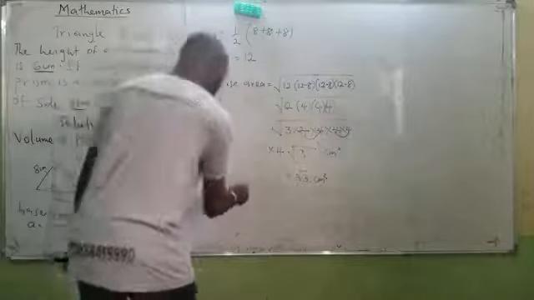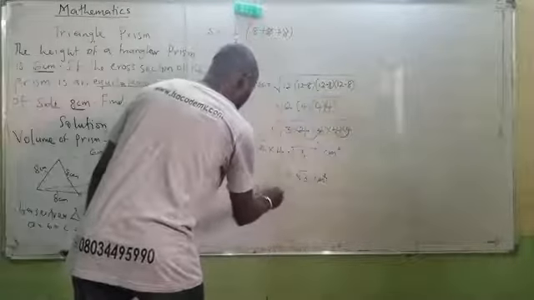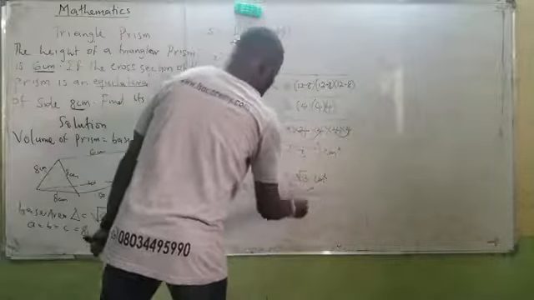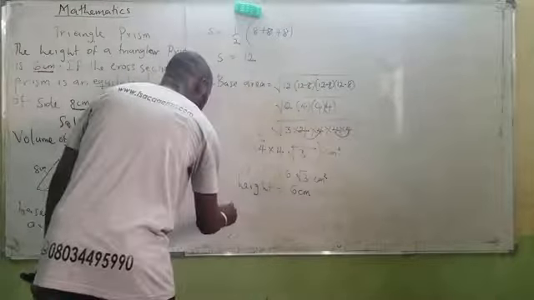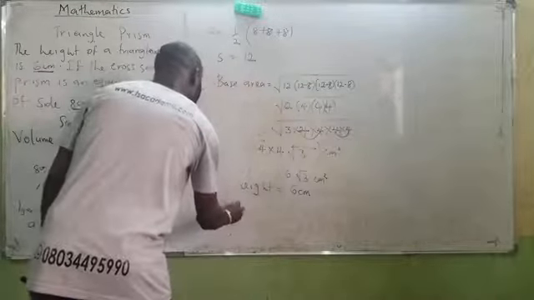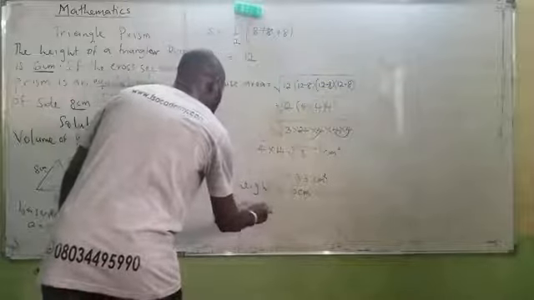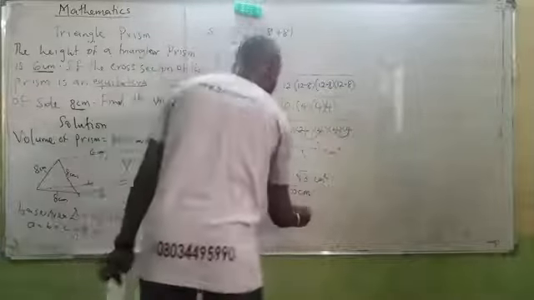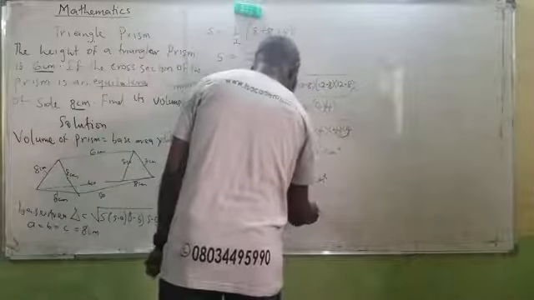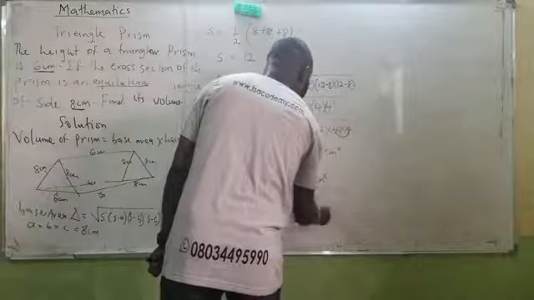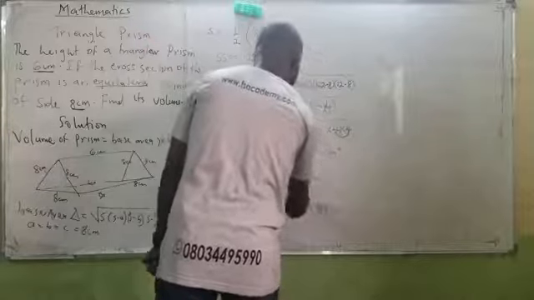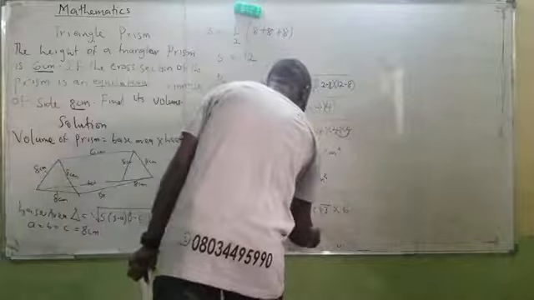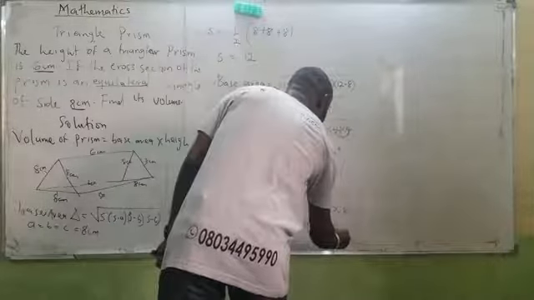Now, you are asked to find the volume. My height is 6 centimeter. It means I will be saying that the volume of the prism will be equal to base area, which is 16 root 3, multiplied by 6. Which is 16 times 6, it will give me 96 root 3 centimeter cube.